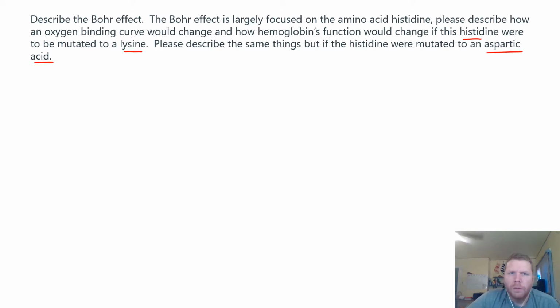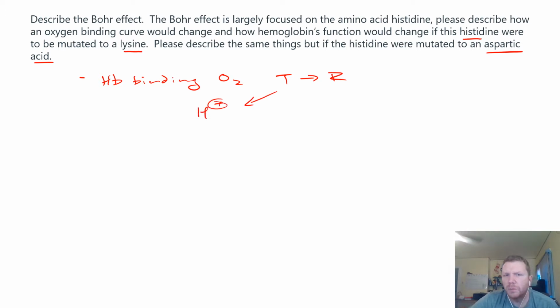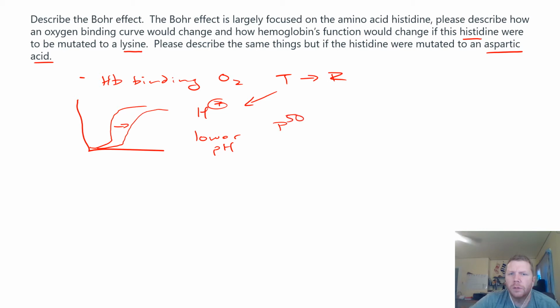Okay, so the Bohr effect, in a nutshell, is hemoglobin binding O2 and movement from the T to the R state. Now, the T state is favored when histidine is protonated. So when histidine is protonated, that's going to be at a lower pH. What that is going to show is an oxygen binding curve. That's not drawn particularly well, but it's going to shift to the right. And whenever it shifts to the right, then your P50 goes up.